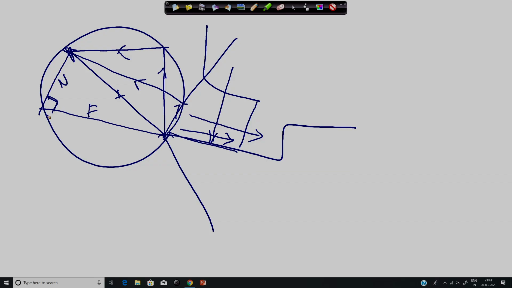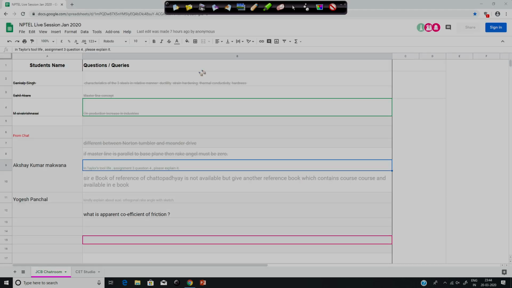Okay. Achha, let us go back to the question sheet. So, the answer to this is, from the Merchant circle diagram, find out F and find out N and take the ratio F by N, that will give you the coefficient of friction.